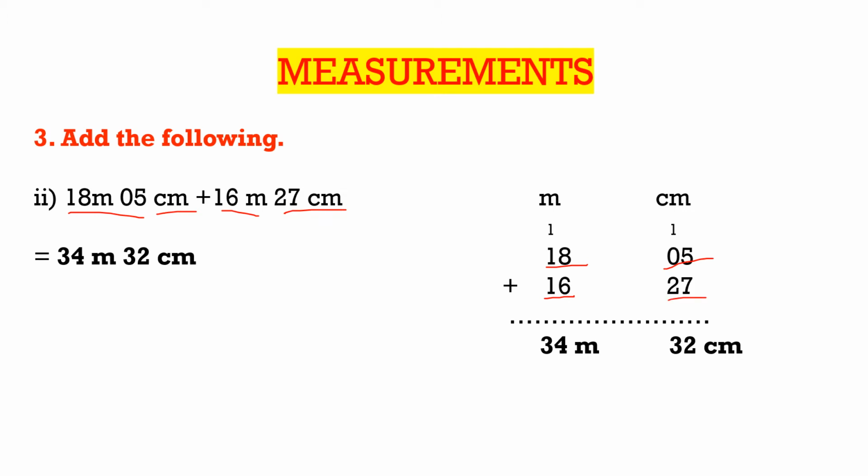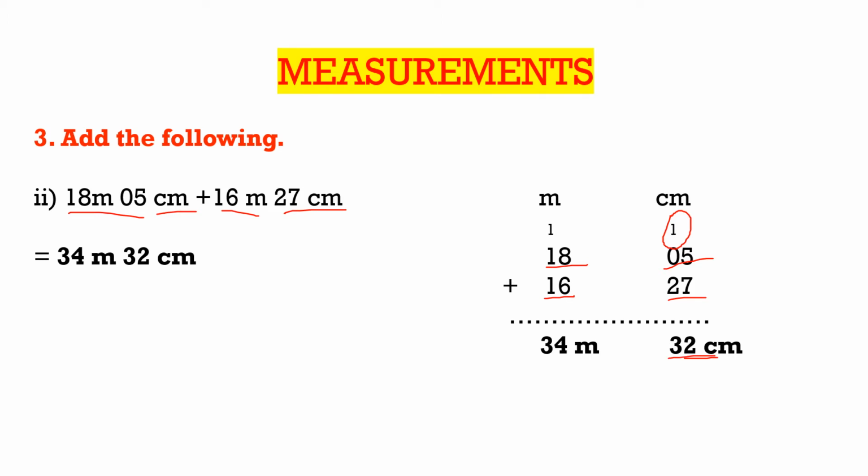Then we add the first centimeter column. 5 plus 7 is 12, write down 2 and take the carry over 1. Then add carry over 1 plus 0 plus 2. 1 plus 0 is 1, 1 plus 2 is 3, write down 3. We get 32 centimeter.